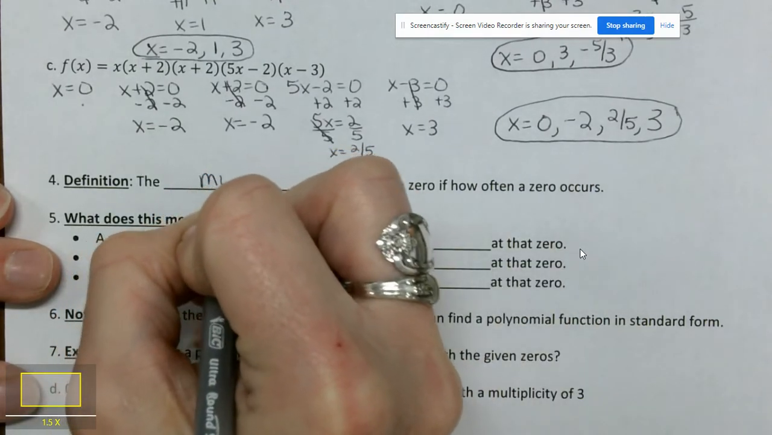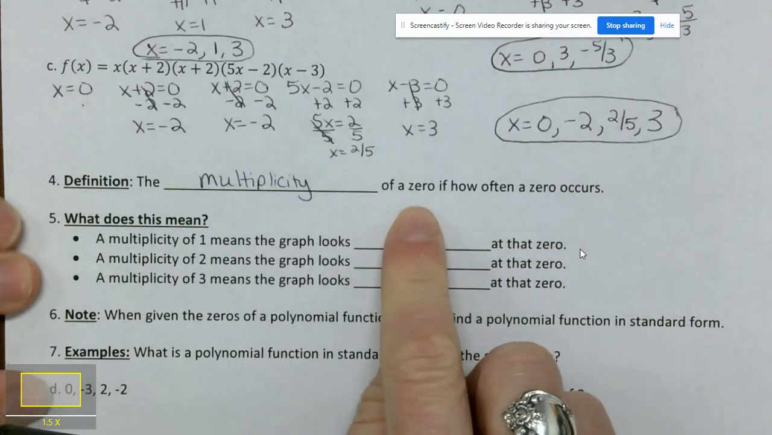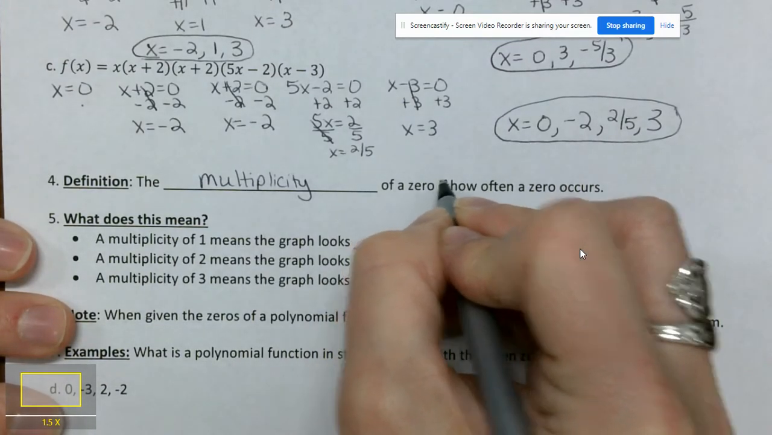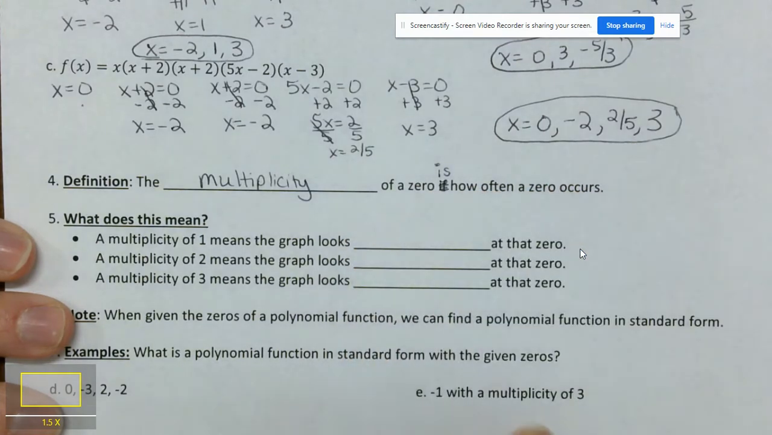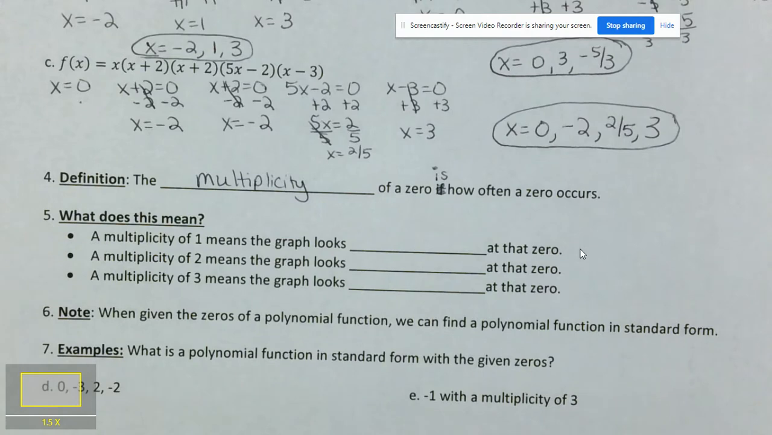The multiplicity of a zero is how often a zero occurs. So this actually should say is. I'll try to fix that. So the multiplicity of a zero is how often a zero occurs.